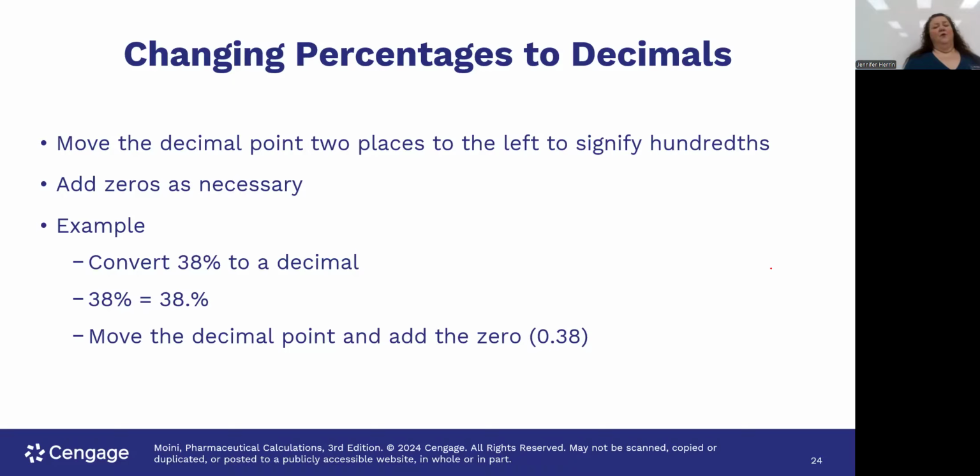So for example, if we were converting 38% to a decimal, the decimal is understood to be behind the 8. And so we're just going to move that 2 places. So when we move it 1 place, it's behind the 3. We move it the second place, it is now in front of the 3. And then we will add our leading 0. So 0.38 would be 38% expressed as a decimal.